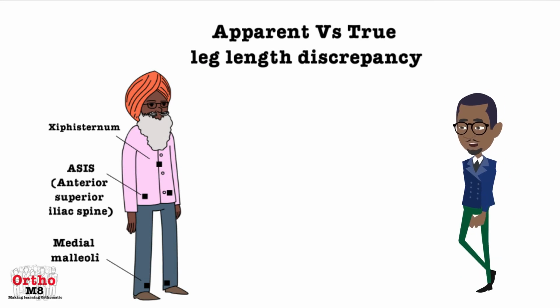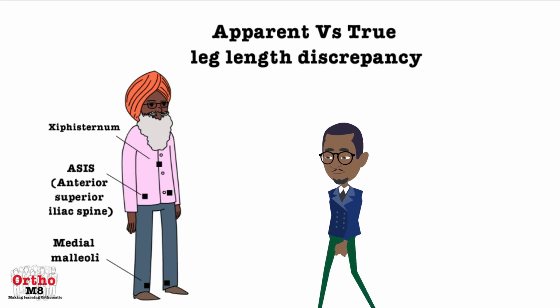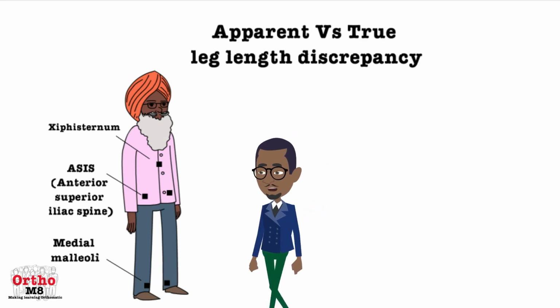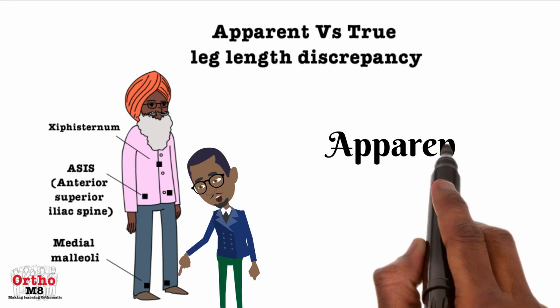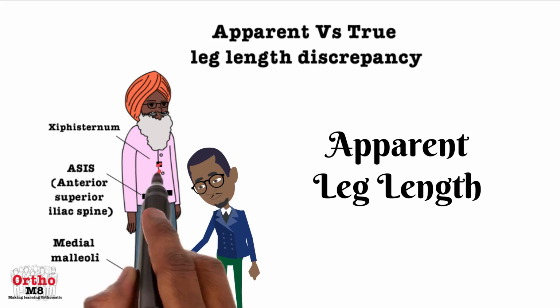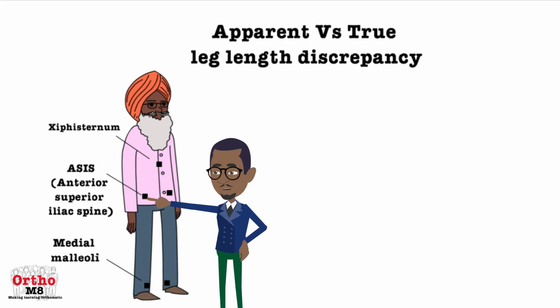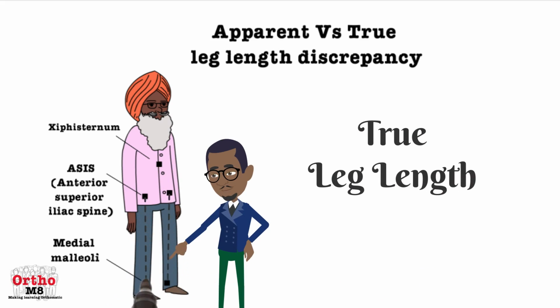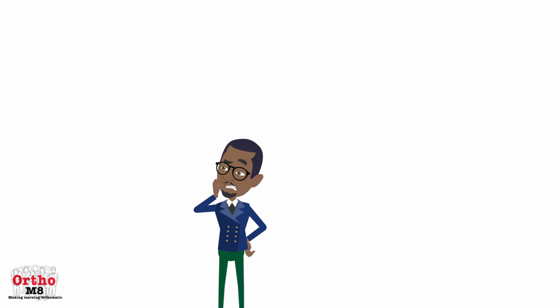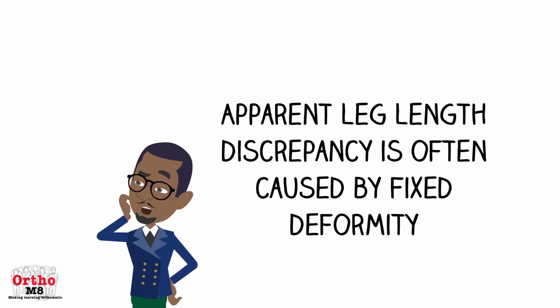This diagram shows the landmarks for these measurements, namely the tip of the sternum, the anterior superior iliac spines and the medial malleoli. From the tip of the sternum to the medial malleoli is the apparent leg length, and from the anterior superior iliac spines to the medial malleoli is the true leg length. Apparent leg length discrepancy is often caused by fixed deformity.